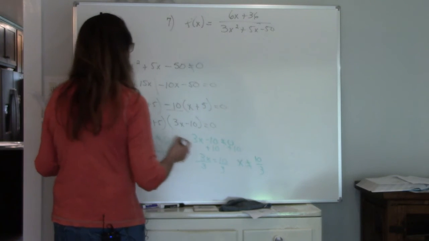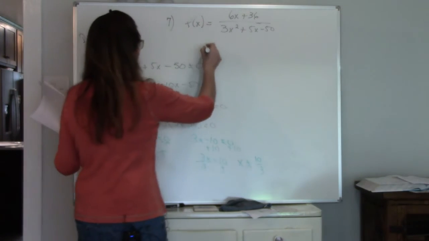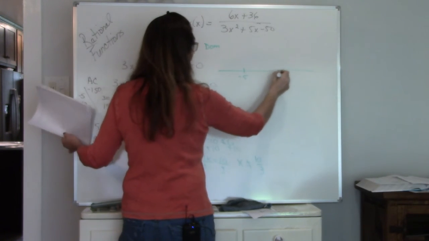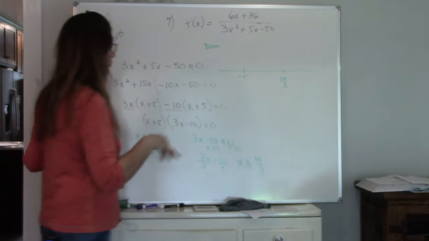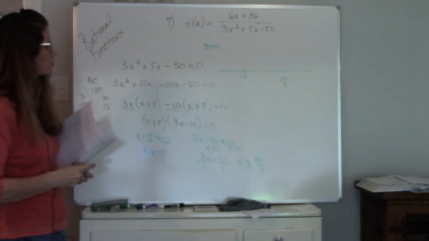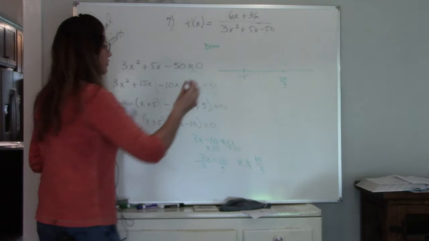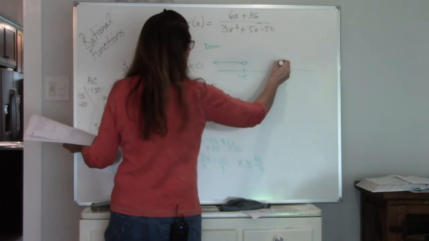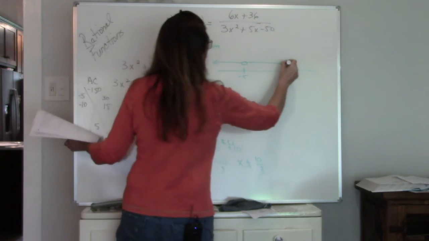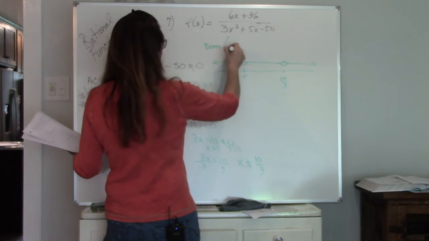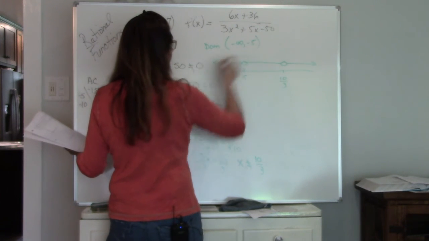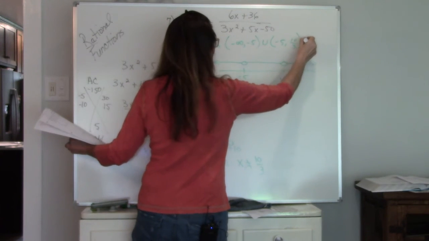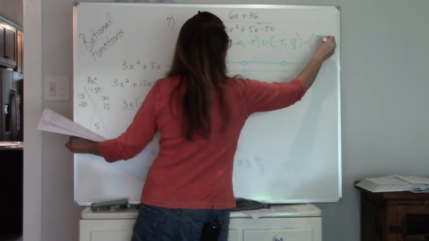Okay? So now, to get my domain, I'm going to make my number line. I have a negative 5 and a positive 10/3. 10/3, if you want to change it to a whole number, is 3 1/3. Okay, so I know it can't be negative 5, but it can be everything below it. It can't be 10/3, everything in between, and everything above. So my domain is negative infinity to negative 5, and between negative 5 and 10/3, and between 10/3 and infinity.